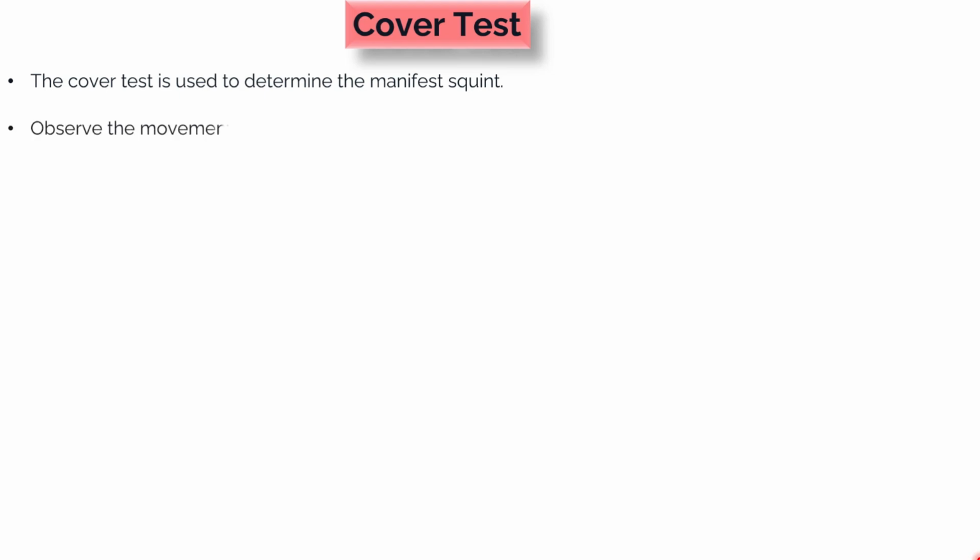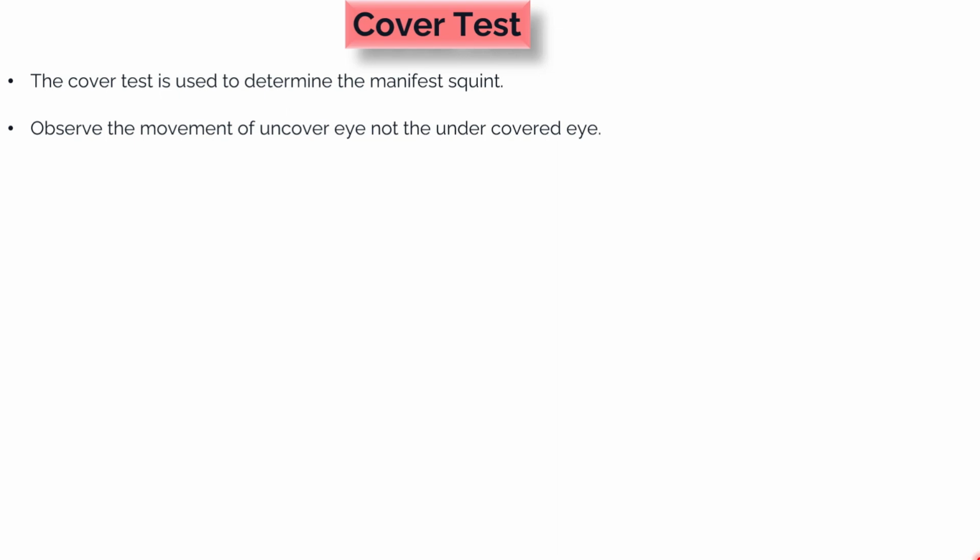So, let's know what is cover test. The cover test is used to determine the manifest squint or manifest strabismus. So, with the help of this test, we can check whether manifest squint is present or not. In the cover test, we have to observe the movement of the uncovered eye, not the covered eye.